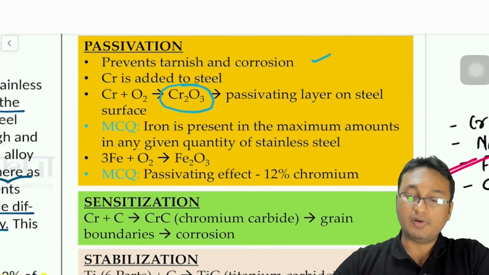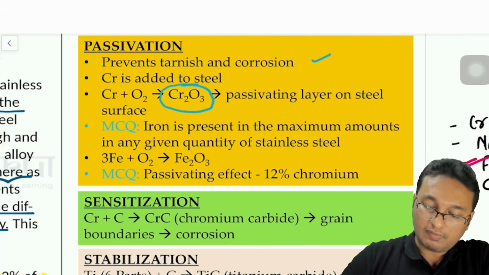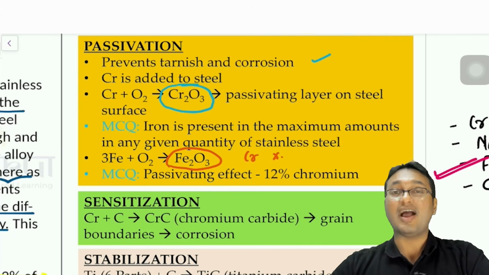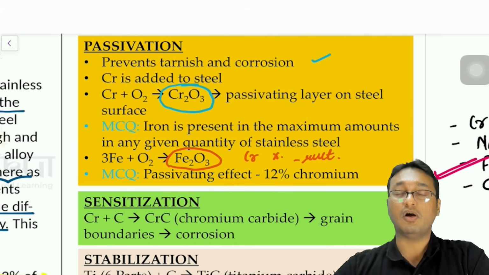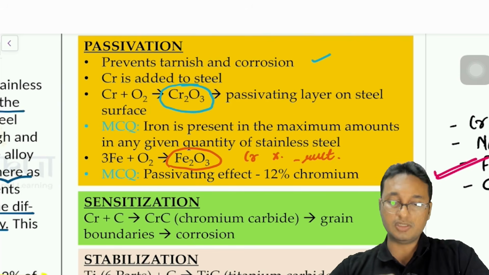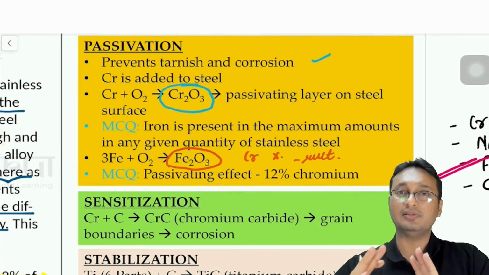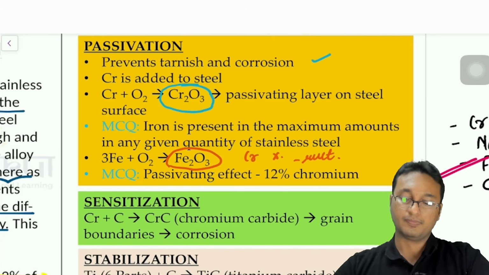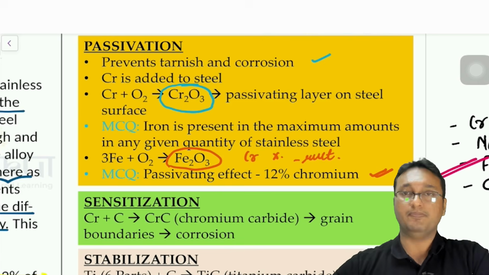If the chromium were not there, then we would have seen the formation of iron oxide. If chromium were not present within the stainless steel, this iron oxide is nothing but rust. And rust is a product of tarnish and corrosion. Corrosion is an electrochemical process which degrades the particular metal from within. That is called corrosion, and rust is a form of corrosion. Okay, and the passivating effect is given by 12% chromium, right?